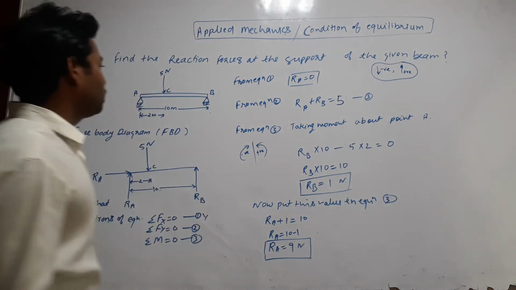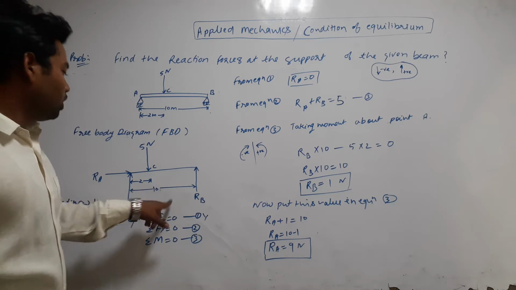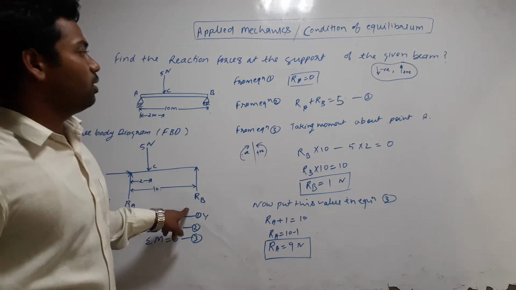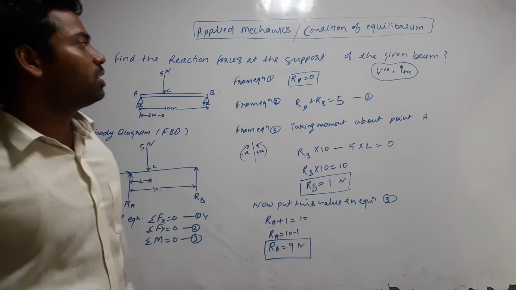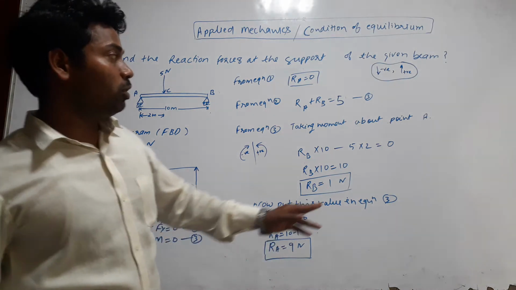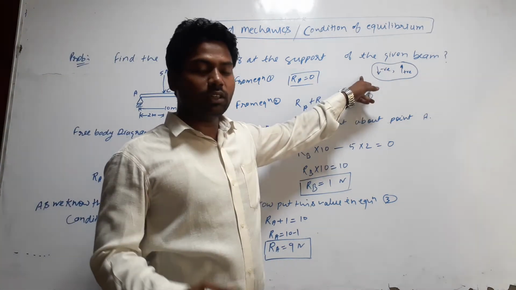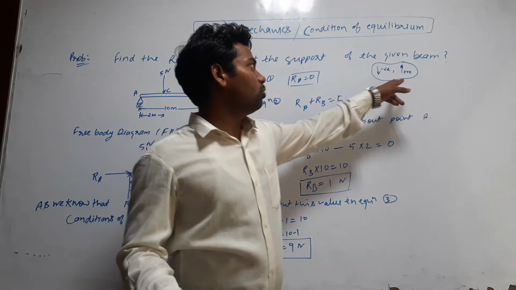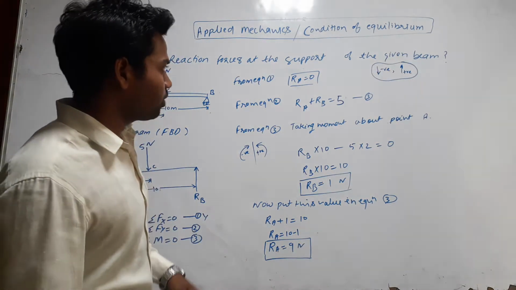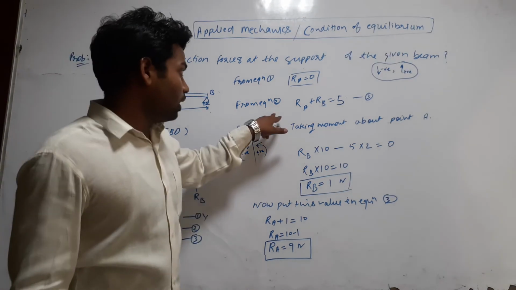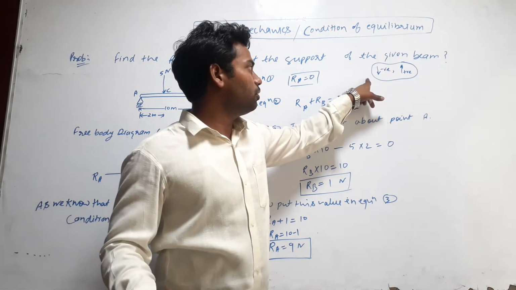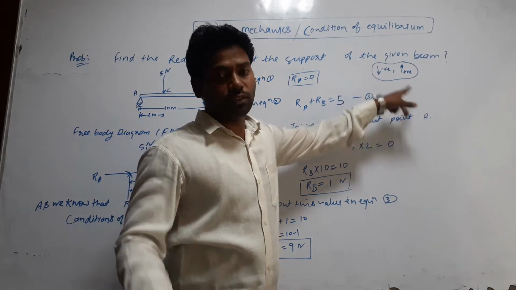So RA plus RB equal to, as you can see in the diagram, RA and RB. Again, you have to take the sign conventions. Sign conventions you can take as per your choice. Either you will take negative for downward forces, or you can take positive for upward forces, as you want. Here I have taken these sign conventions.